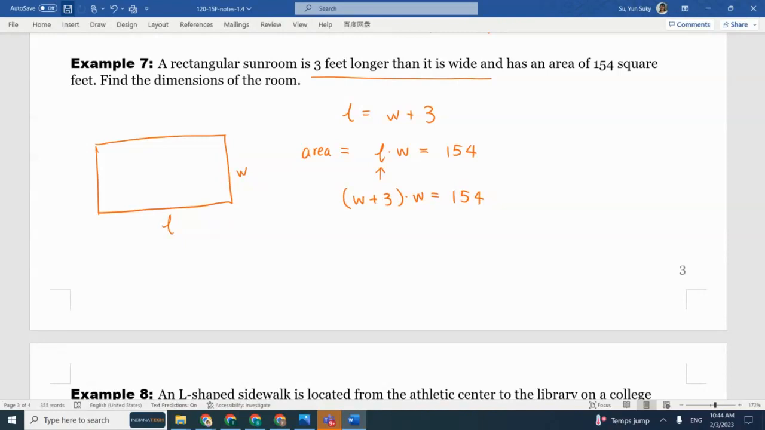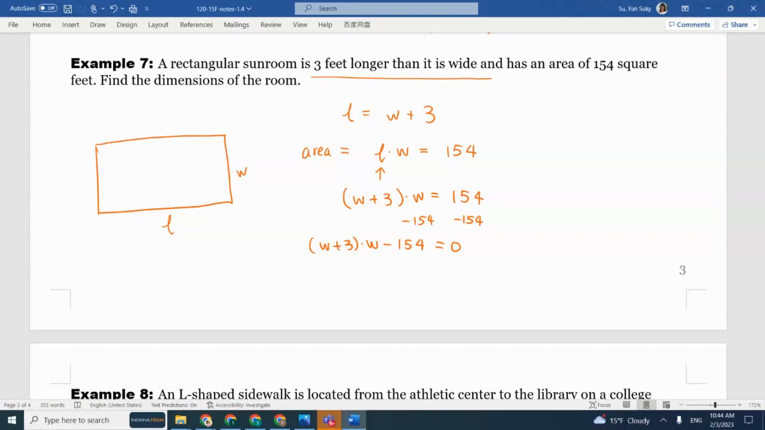How do we solve it? Do you see the right hand side is non-zero? So we need to move all the terms to one hand side, right? So we subtract 154 on both sides. We get W plus 3 times W minus 154 equals 0. By the way, this is not a complete square, so I cannot take the square root on both sides. Everybody clear? You only take the square root if you have a complete square.